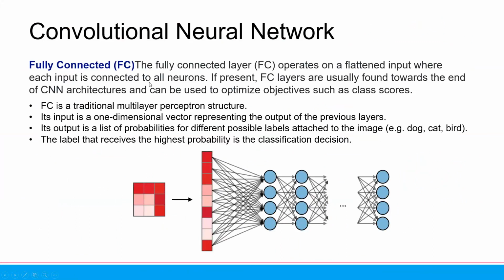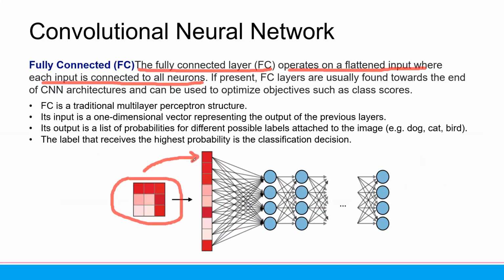And after we have the convolutional layer and the pooling layer, the final one we call the fully connected layer. The fully connected layer, FC, operates on a flattened input where each input is connected to all neurons. So if we have a matrix like this, we will make it flattened.